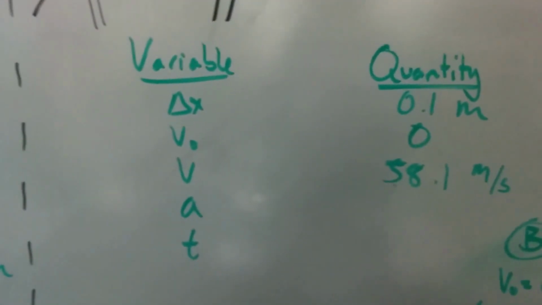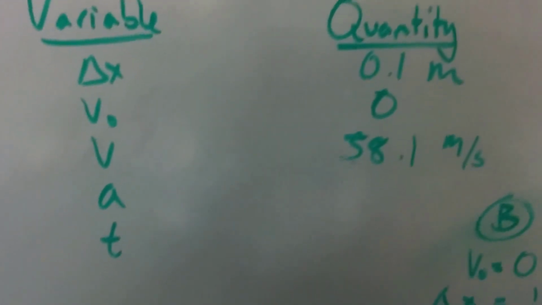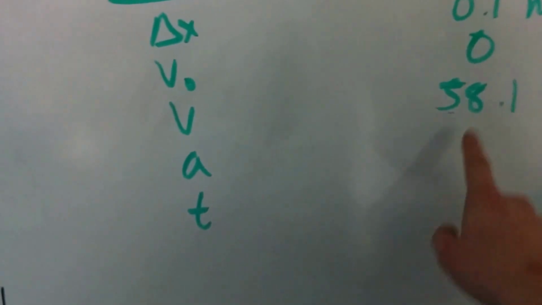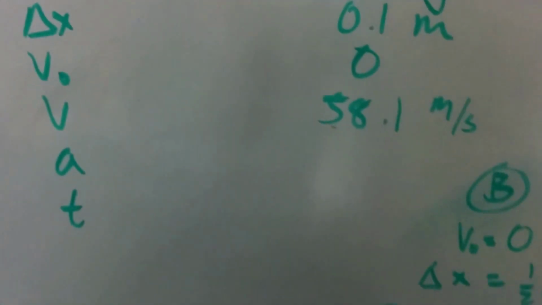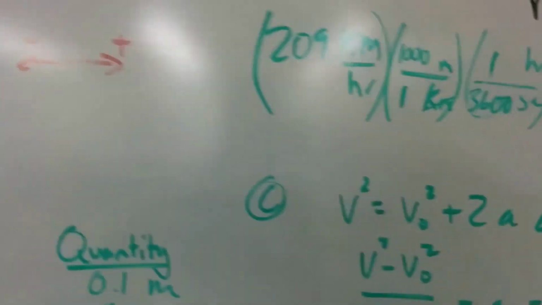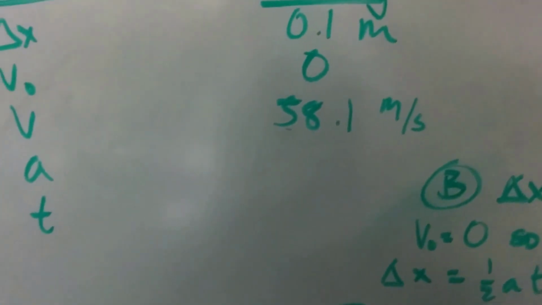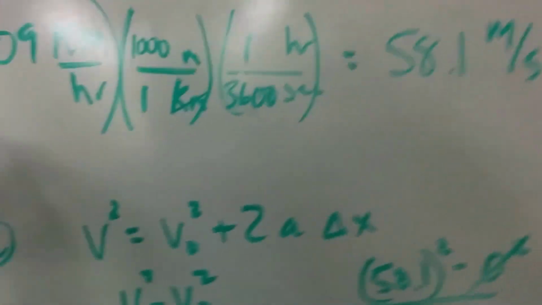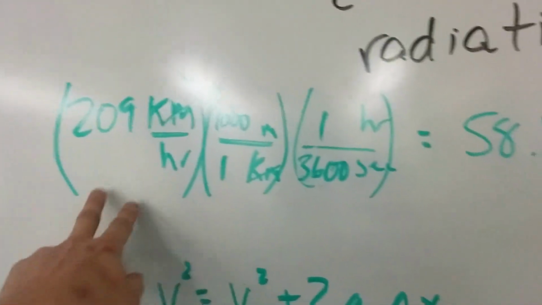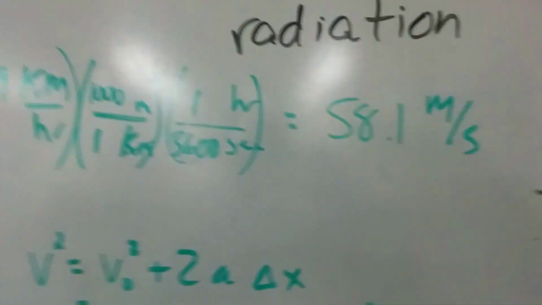What do I know and what am I looking for? Well, I know the displacement is 0.1 meters. I know that it starts at rest, and I know it's sped up to 58.1 meters per second, so I'm looking for acceleration and time. Now, you might be asking yourself, where did I get this 58.1 meters per second? Well, I had to take the 209 kilometers per hour and do a little dimensional analysis on it to get it into a standard unit of meters per second.